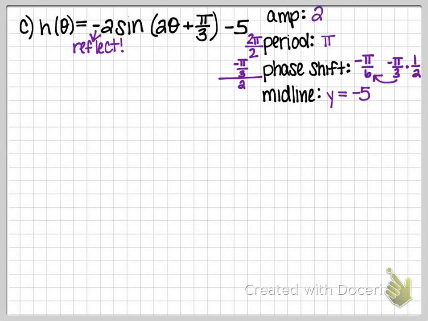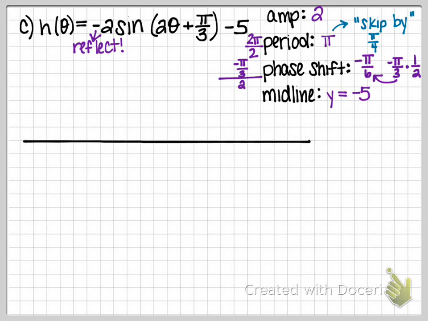So one thing we should do, we need to find out what we're going to skip by. Every time, I take the period and divide it by 4. So the period is pi, divided by 4 is pi over 4. So here we go. Let's draw ourselves a nice little graph here.